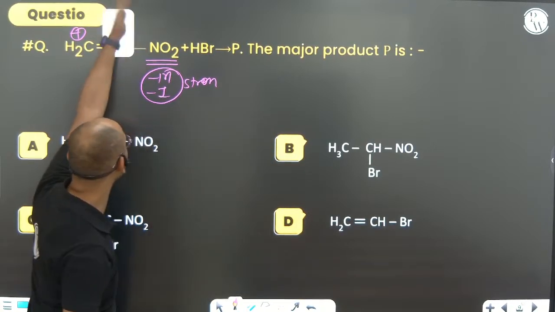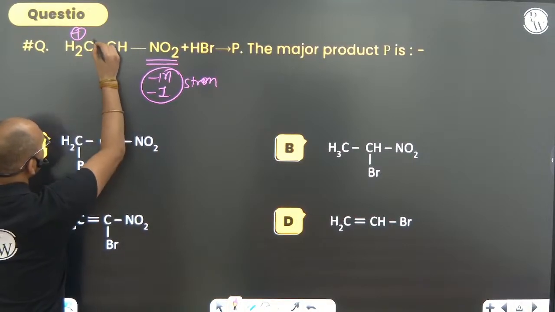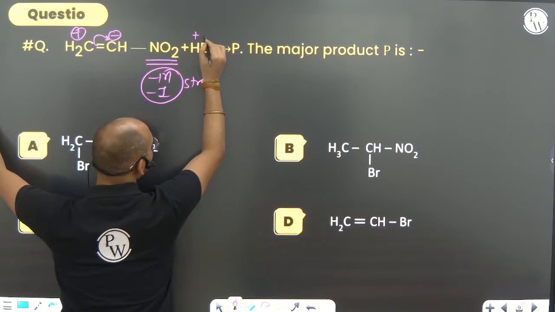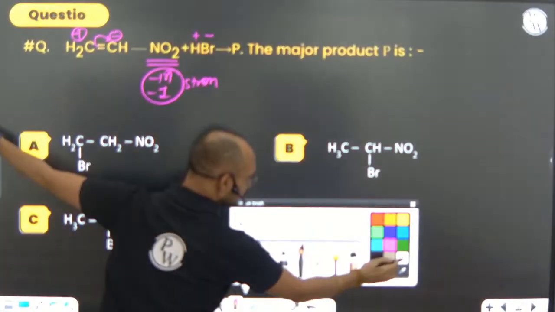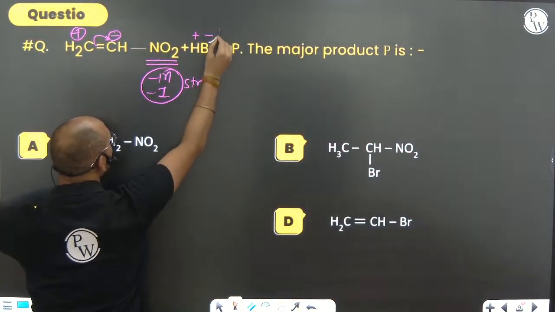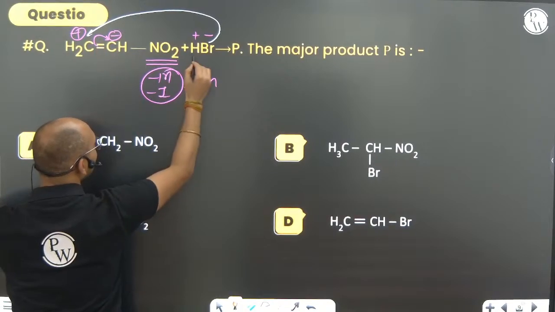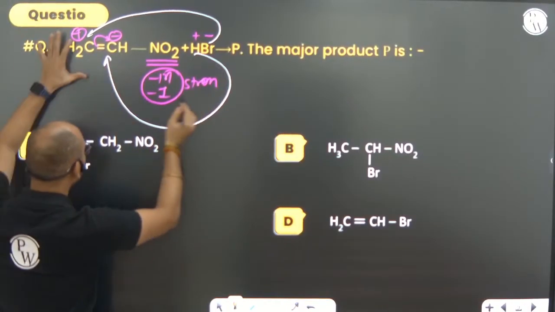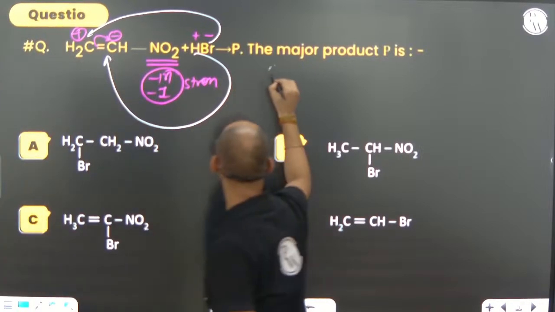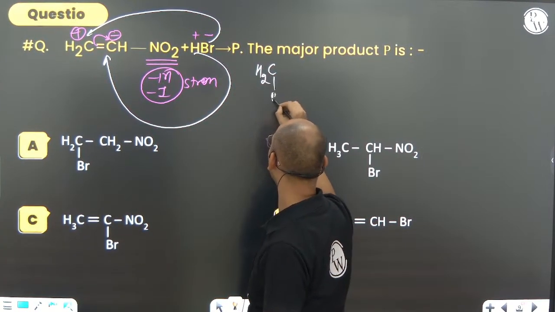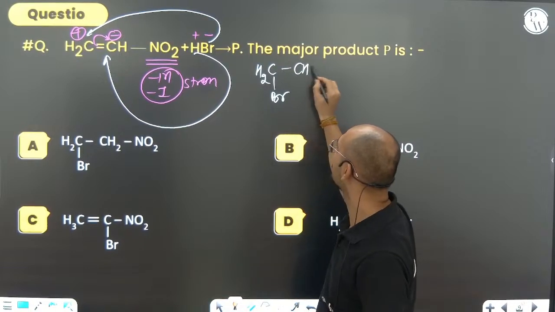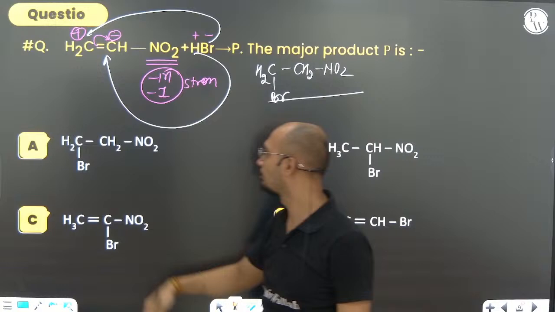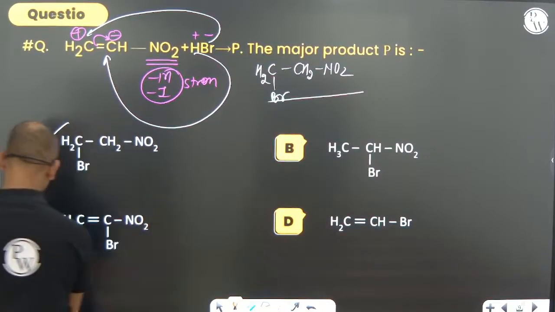So this positive should not be here. Means this pi bond will be something like that. इसे minus, इसे plus बना दो. अब H plus और Br minus break कर दो. Just think about it. This negative will go for the positive and this positive will come for the negative. So what will be the product? CH2Br CH2NO2. Okay. So option A is the clear answer.